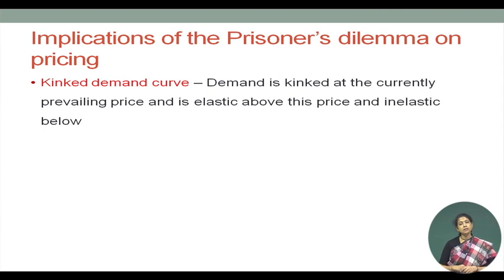First is the kinked demand curve. Summarizing the implications of the prisoner's dilemma, the first thing is the kinked demand curve, which we looked at a few modules back. The demand is kinked at the currently prevailing price and is elastic above this price and inelastic below. The demand is kinked at the currently prevailing price because here is the dilemma for the firms whether to change the price or not.